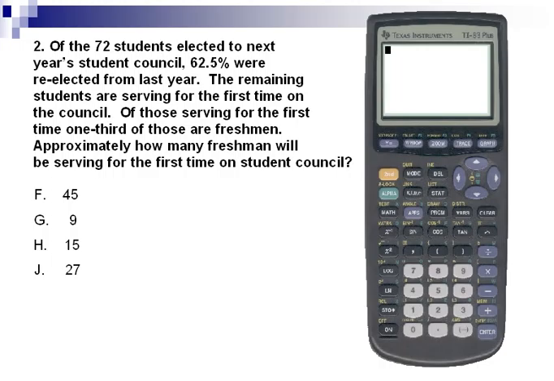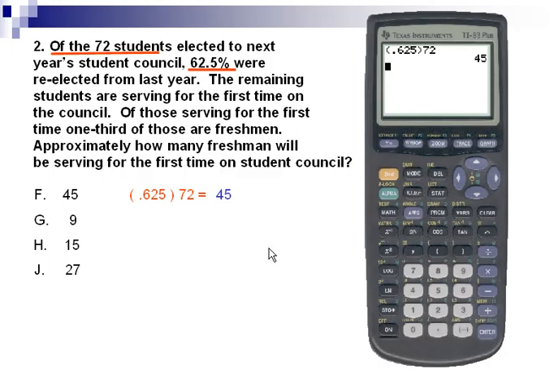We need to start this problem by finding 62.5% of the 72 students. Since we have the word "of," we need to multiply. And since we're multiplying, we need to change our percent to a decimal. Now, input this calculation into your calculator. And you get a value of 45.